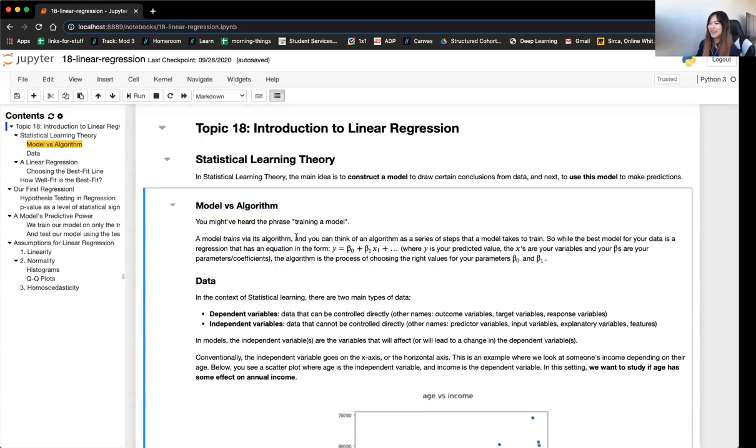So this is my definition, actually, I think. You can think of an algorithm as a series of steps that a model takes to train. So while the best model for your data is a regression that has this equation, and we'll talk about this more later, this is basically an equation for a linear regression where y is your predicted value, the x's are the variables that you're using, and the betas are your parameters or coefficients. The algorithm is the process of choosing the right values for your parameters. So whenever you're training an algorithm or training a model, what we're trying to do is find optimal parameters.